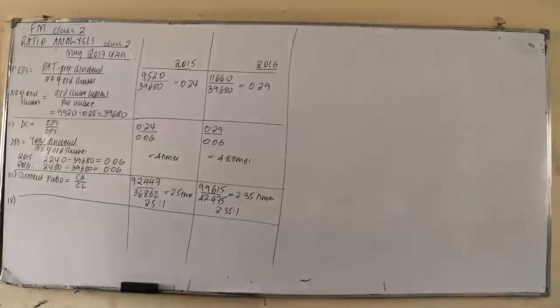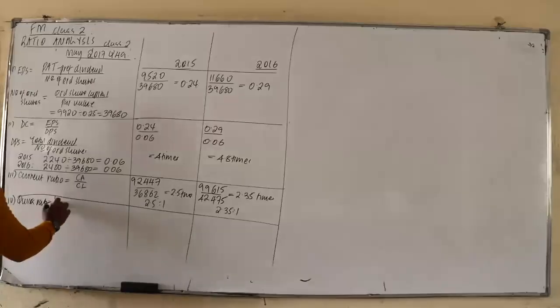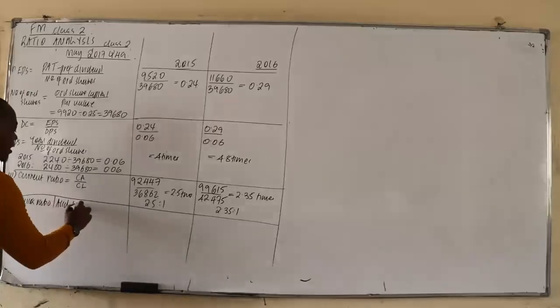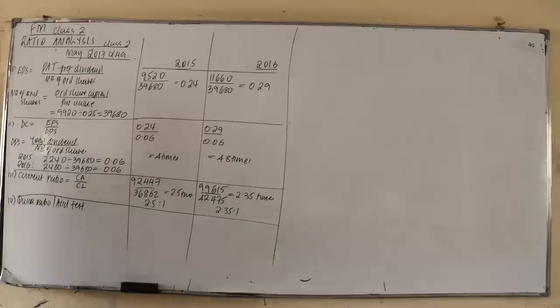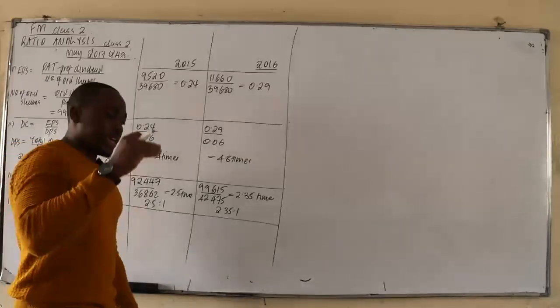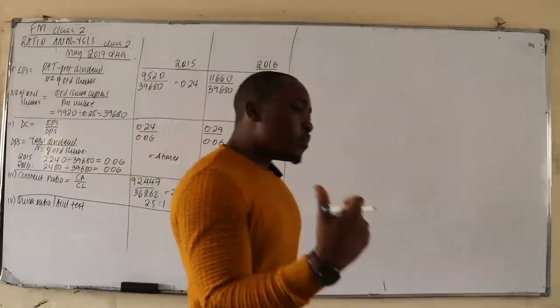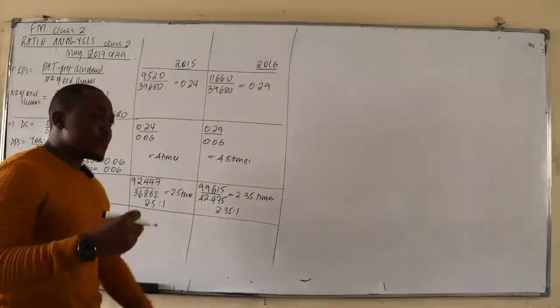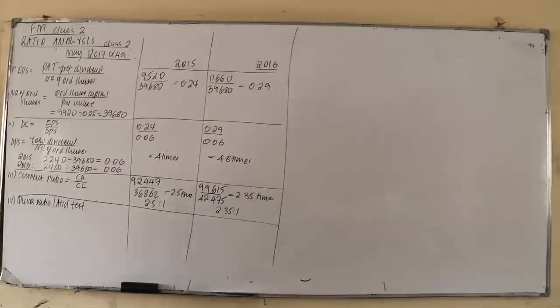Asset test ratio is also part of the current, liquidity ratios. And how do you get the quick ratio? Quick ratio is also known as acid test. This ratio shows the ability of the company to pay its current liability from the most liquid assets. And how do you get the most liquid asset?